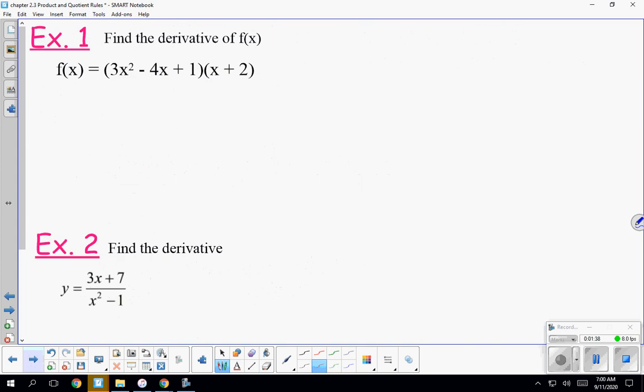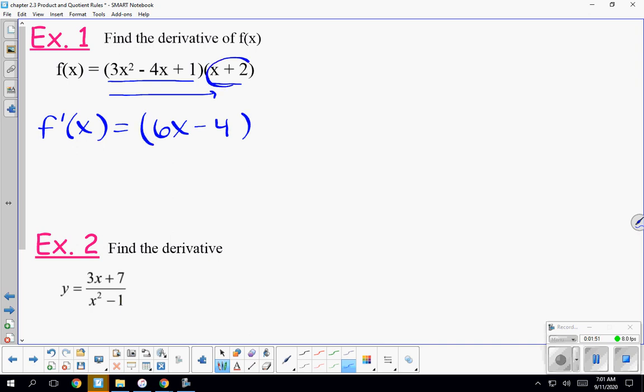So an example here, we have a product rule. We have the product of two functions. So I'm going to go left to right. So first, I take the derivative of the first function. So I'm going to get 6x minus 4. And then this second function is just kind of hanging out.